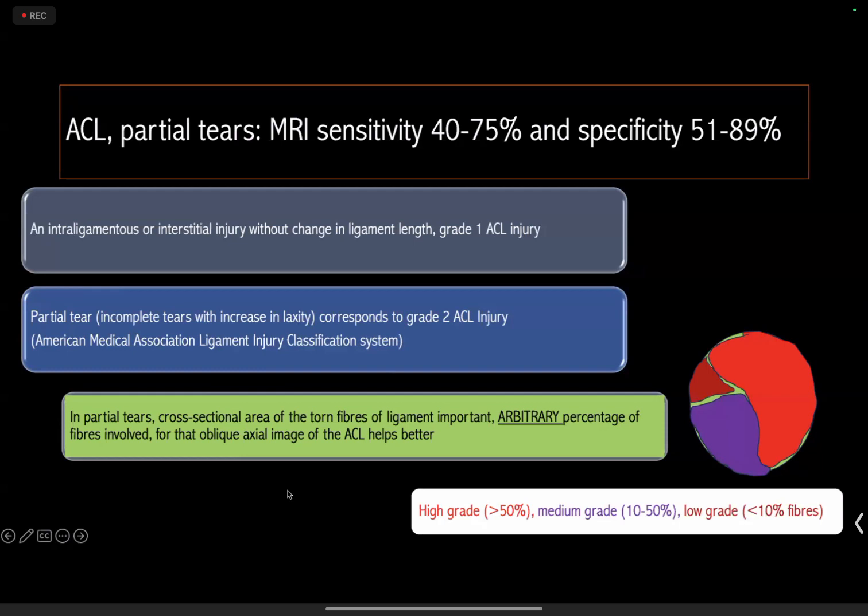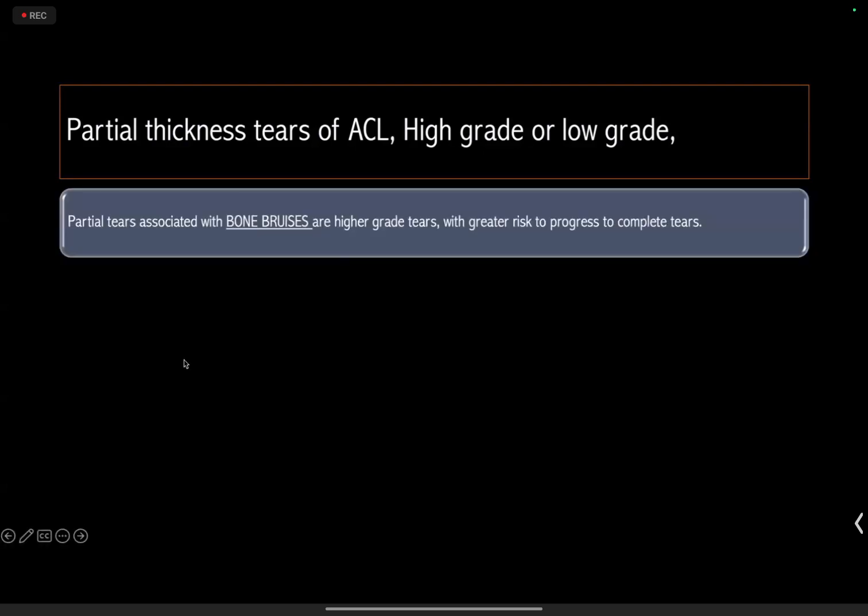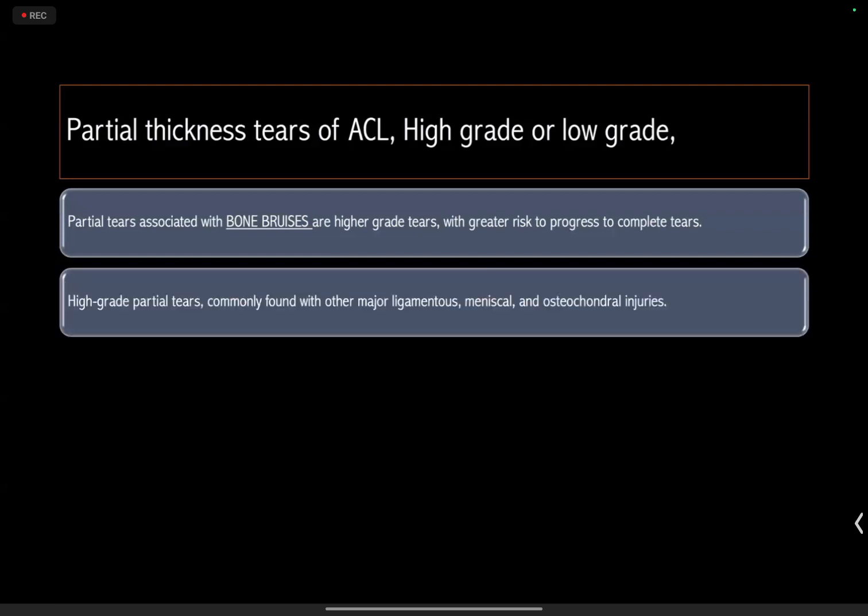As there would be some other supportive evidences which would be helping us further to label these grades based on the pattern. So let's try to see some more details on the partial thickness tears of the ACLs, or what we are usually confused with, high grade or low grade tear. So the partial thickness tears, if they are accompanied by bone bruises, they usually would be higher grades, and they usually would be having a greater risk to progress to complete tears.